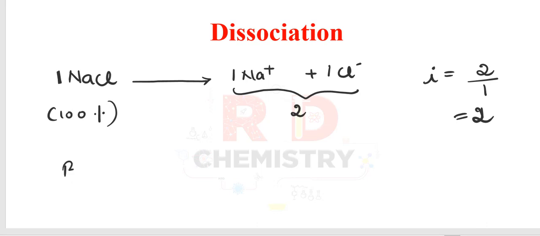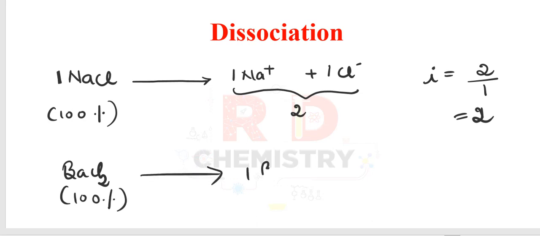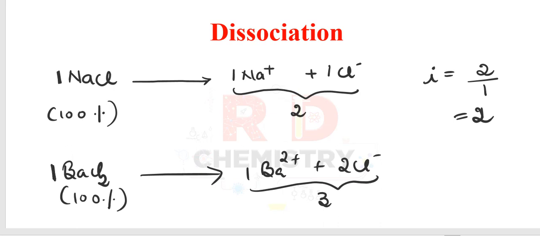If I take barium chloride, assume 100% is dissociated. So this will give 1 mole of the barium ion and 2 moles of the chloride ions. Altogether 3 particles are there. To begin with, 1 particle, 1 mole. So i is equal to 3 after dissociation over 1 before dissociation, therefore i is 3. In case of dissociation, it is the number of particles produced after dissociation per 1 mole, per 1 particle, right? Assuming 100% dissociation.